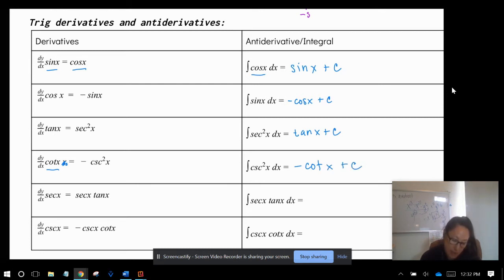The derivative of secant is equal to secant tangent. So the antiderivative of secant tangent would be secant x plus c. And the derivative of cosecant is negative cosecant x cotangent x. So the antiderivative would be negative cosecant x plus c.